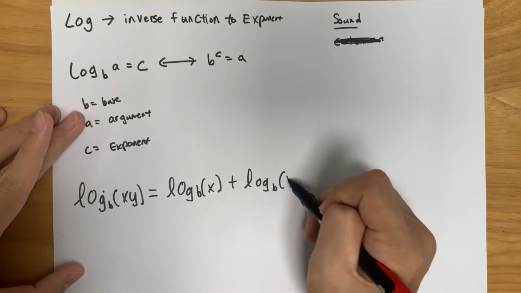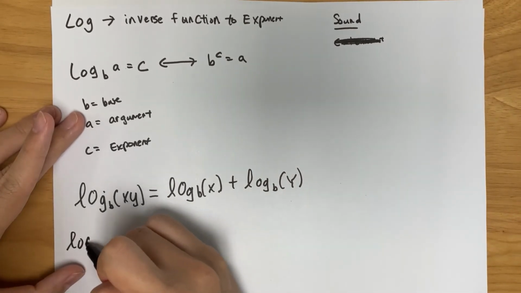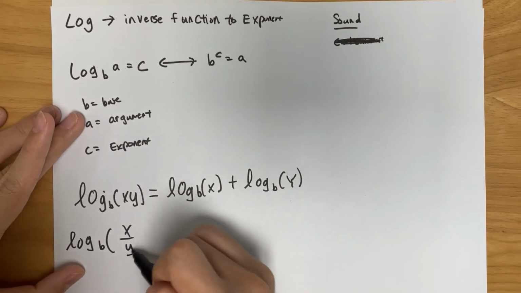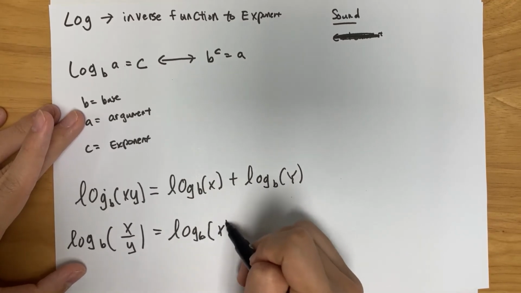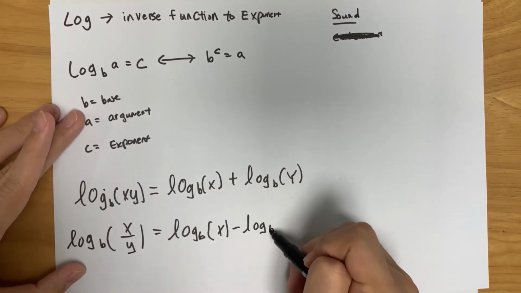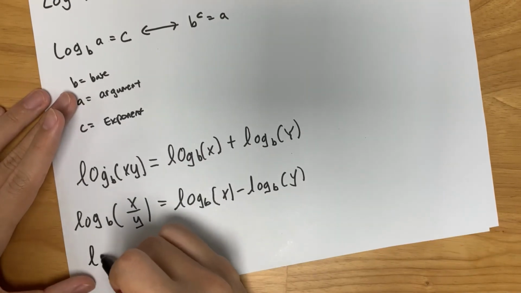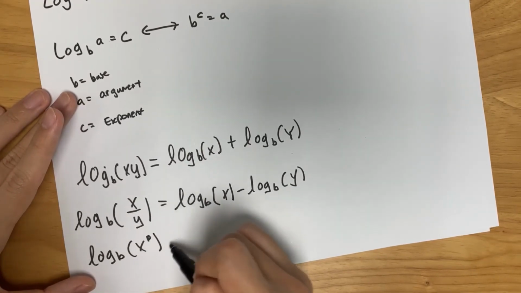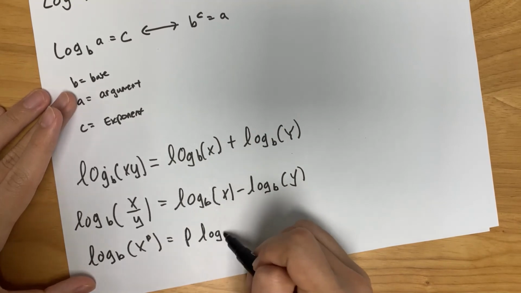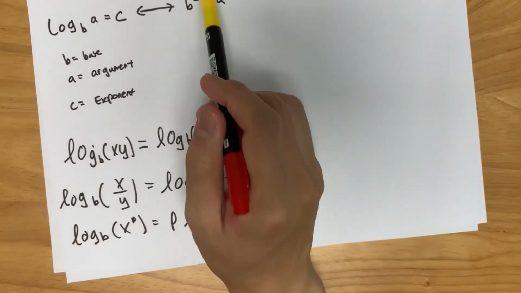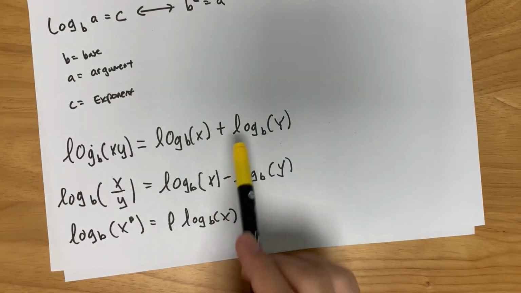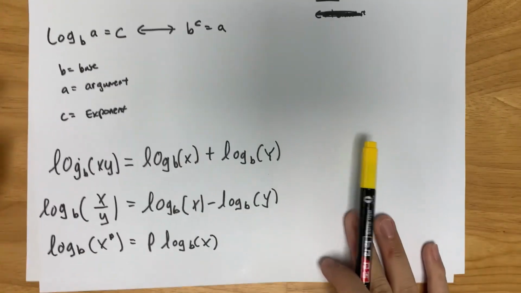Log b of x divided by y equals log b of x minus log b of y. And log b of x to the p is p times log b of x. You don't have to know this in mechanics, but sometimes you might need to use it when you have exponents. It's easier to calculate sometimes, to change to the log and calculate some part.